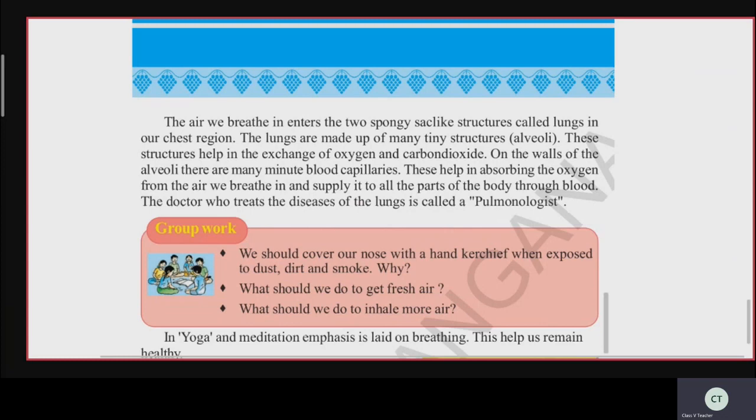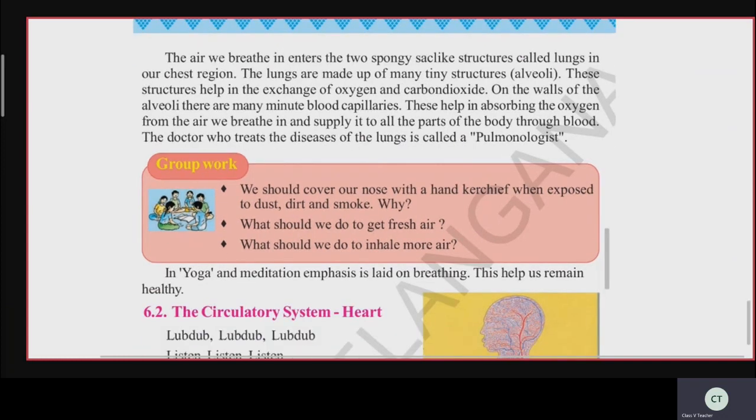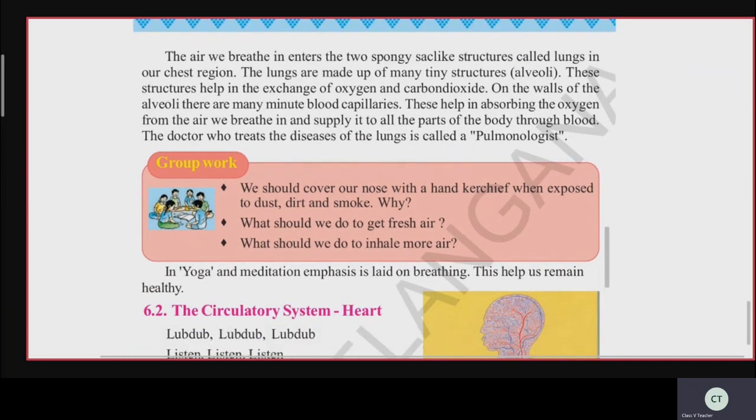You should cover your nose with a handkerchief when exposed to dust, dirt, and smoke. Why? Because, children, the lungs are very important. Now the time is corona season. Why are they telling us to cover our nose and mouth? Because of the germs, because of the virus, so it spreads from one person to another person. So always cover your nose and mouth with a mask so that the bad breath and the virus will not enter.